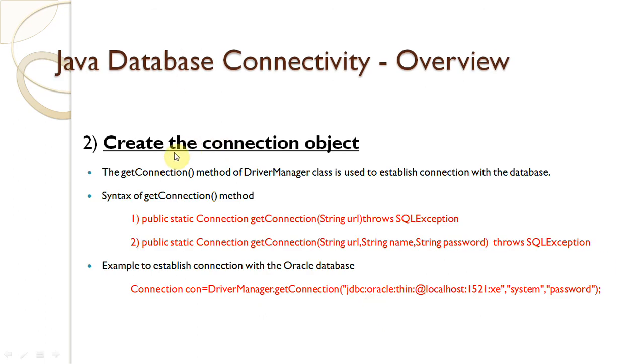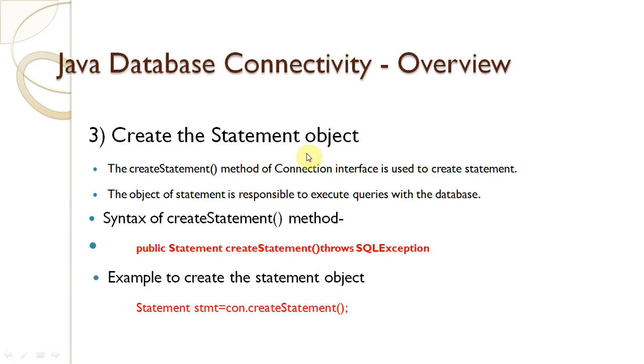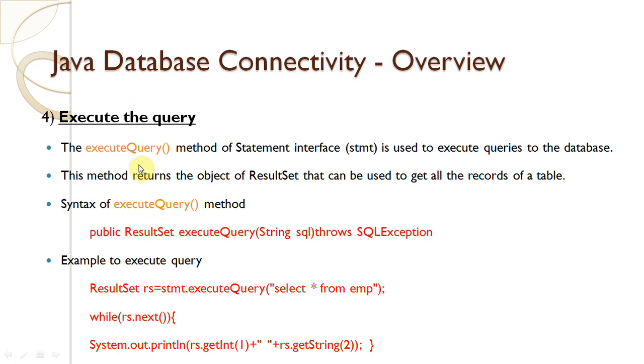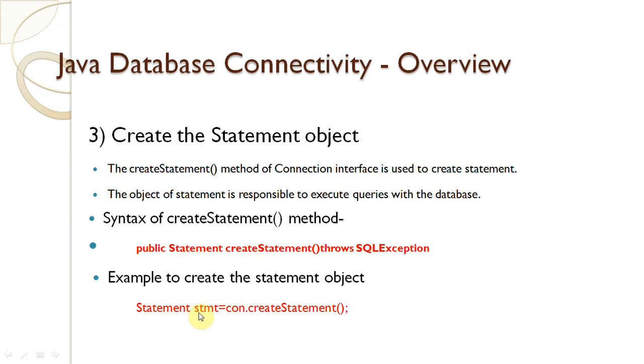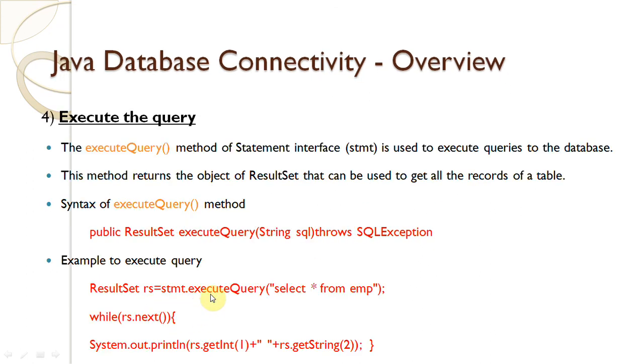The next step is to create the connection. The getConnection() method is used to create the connection between the database and the application program. Next, we have to create the statement. The createStatement() method is used to create an interface between the database and the program, and this method creates an object for the statement, and this object is used to execute the query. Then the executeQuery() method is used to execute the statements. We have created the object stmt in the previous example, and using this stmt object we can execute our query.